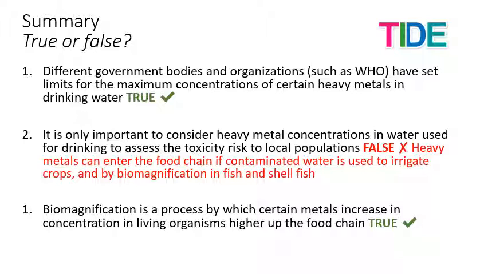Statement two is false. It's not only important to consider heavy metal concentrations in water when you're assessing toxicity risks to populations; you need to consider the food, and in fact the food is often the dominant vector of metal exposure to most people.